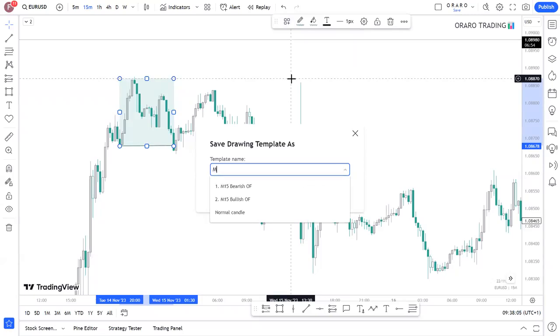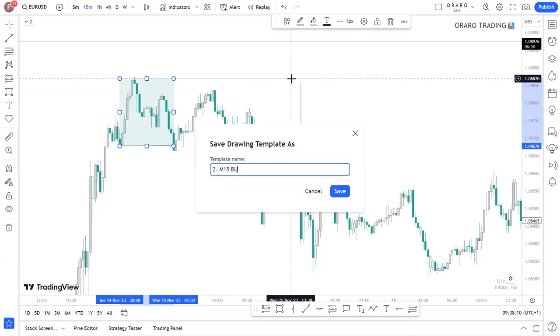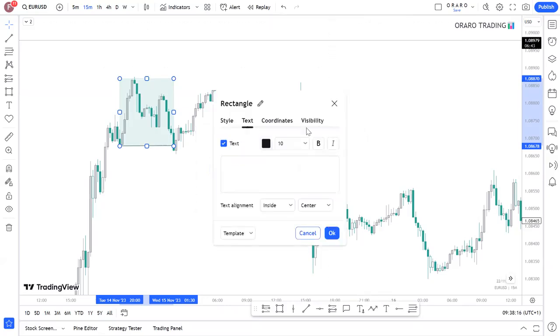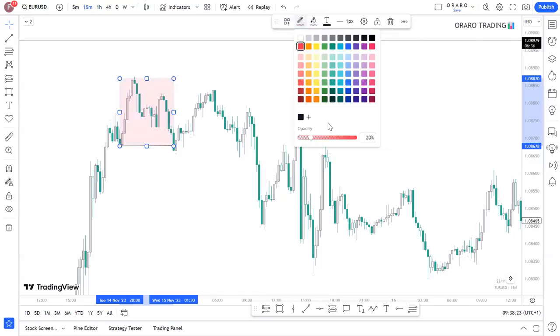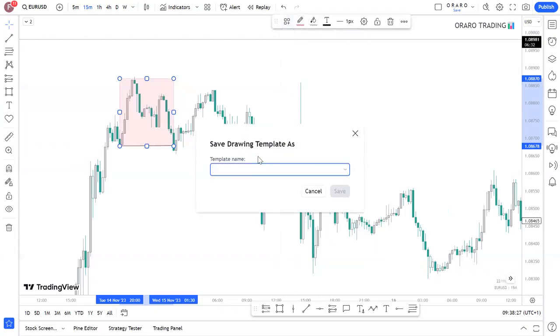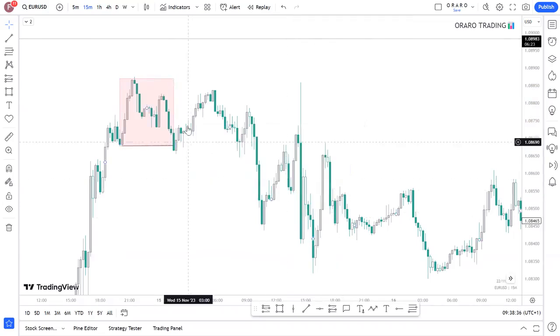Let me make an M15 bullish OF. So, okay. All right. So we are good to go now.